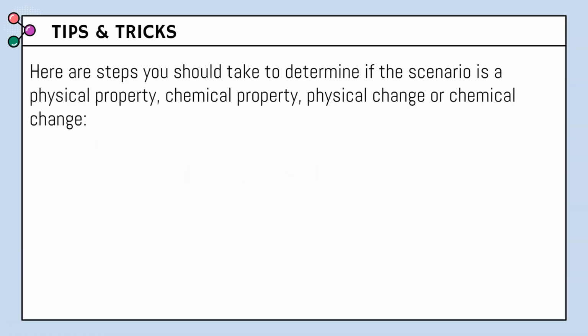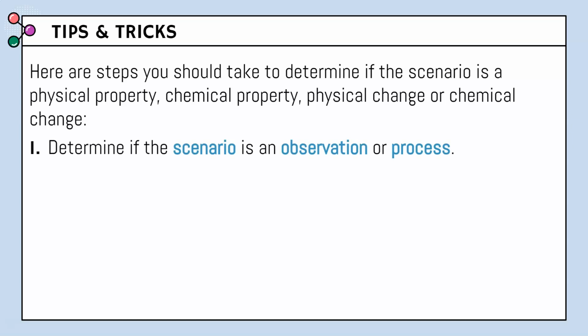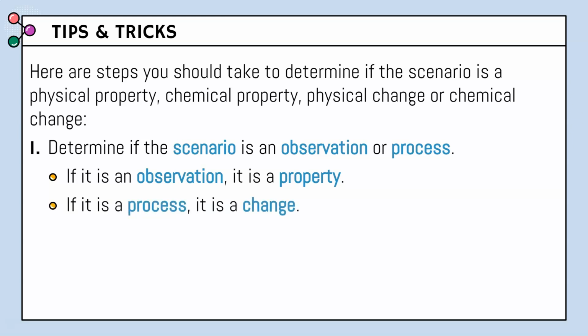So here are the steps you should take to determine if a scenario is a physical property, chemical property, physical change, or chemical change, because on your assessment for this chapter, I'm going to be mixing in a whole bunch of things, and you're going to have to be able to identify if it's a physical property, physical change, or chemical change. So step one would be to determine if the scenario is an observation or process. So looking at this problem, is it going to be an observation or is it going to be a process? Now, if you identified it as an observation, it's going to be a property. And if it's a process, so some kind of change going on, it is a change.